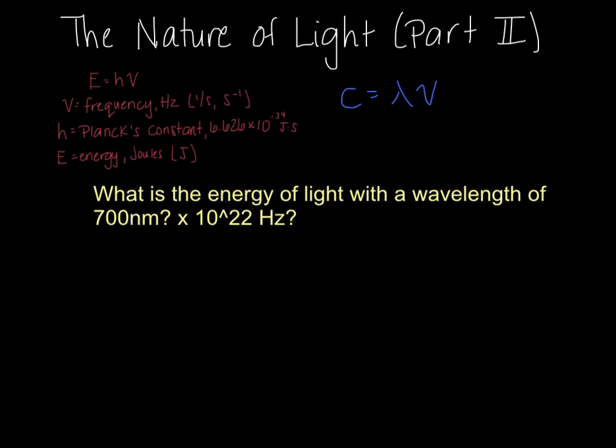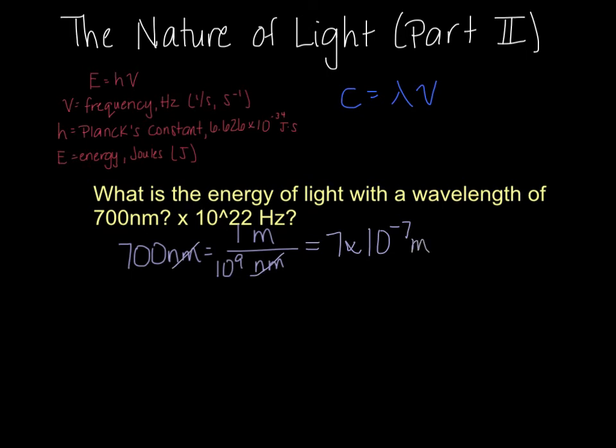So first of all, my 700 nanometers, I know that the speed of light is in meters, so I'm going to have to change that first. So 700 nanometers times 1 meter over 10 to the 9th nanometers equals 7 times 10 to the negative 7th meters.